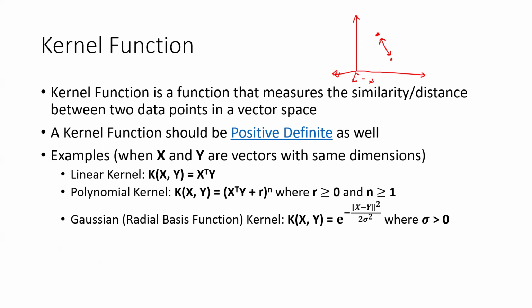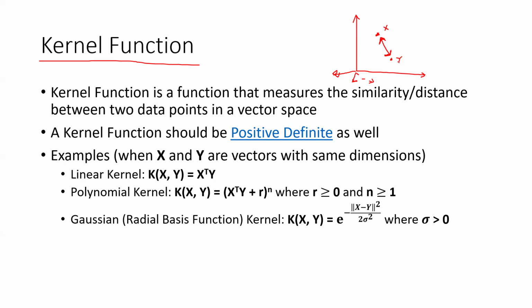So in order to find the distance between two different data points, you can use a function known as the kernel function, right? This kernel function should have a mathematical requirement known as positive definite. We are not going to discuss it in this lesson, right? So when you have a distance measure satisfying this positive definite requirement, it would be known as a kernel function, right?